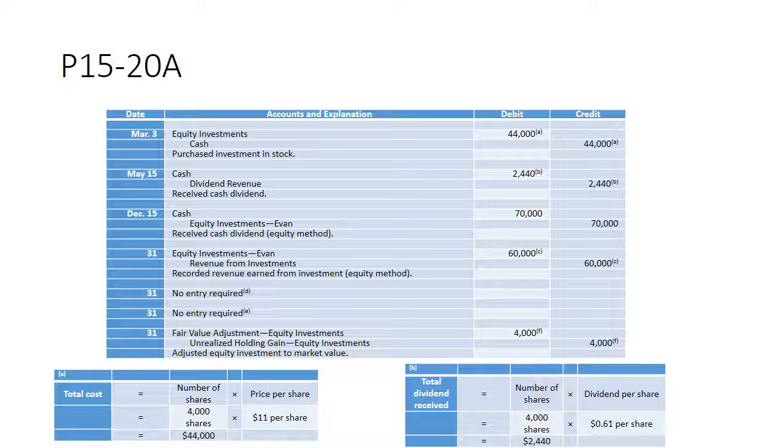May 15th. Received a cash dividend of 61 cents per share on the Lilly investment. So on that stock we just bought, which we own less than 20% of, we received a 61 cents per share dividend. 61 cents times the 4,000 shares, so we received a dividend of $2,440. Debit cash, $2,440. Credit dividend revenue, $2,440.